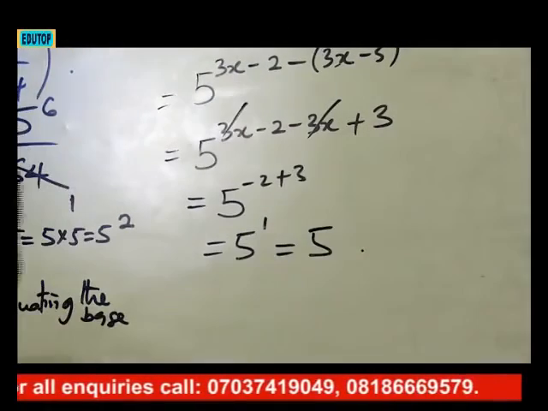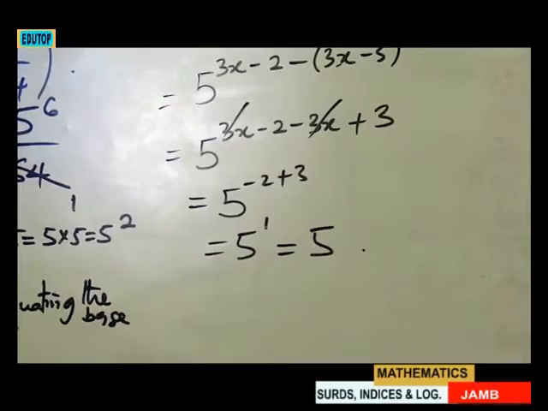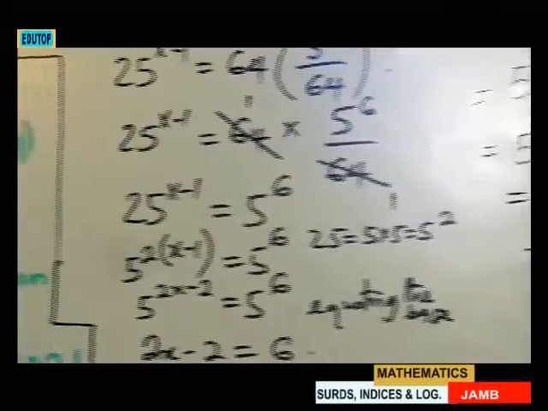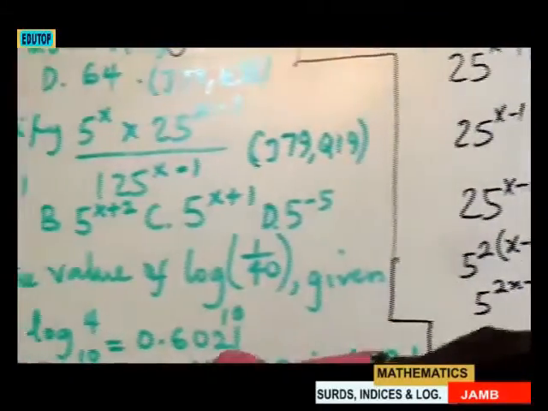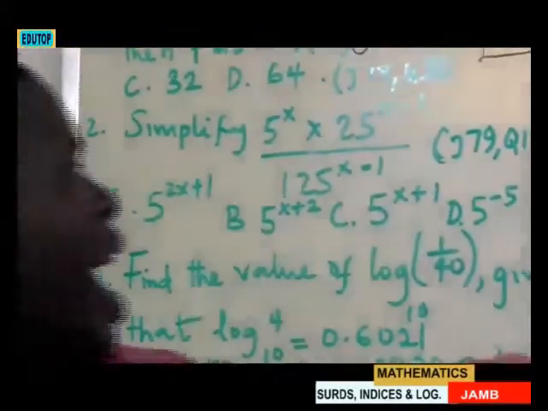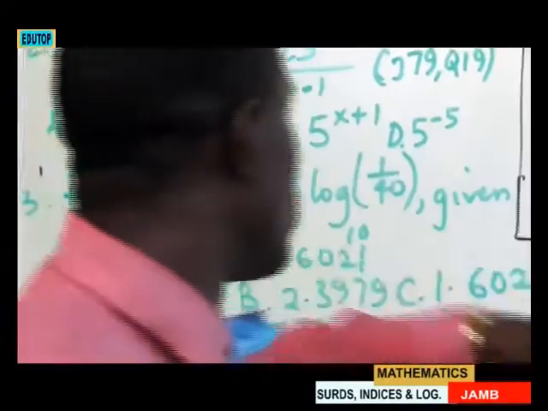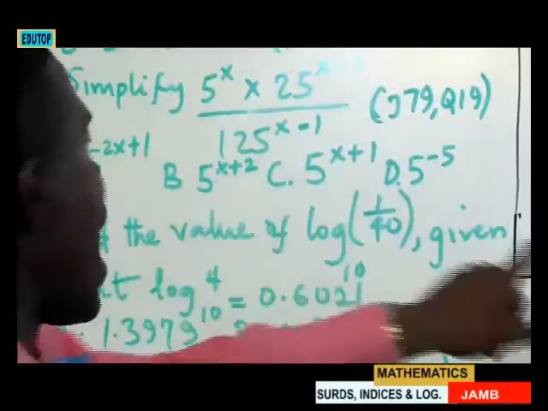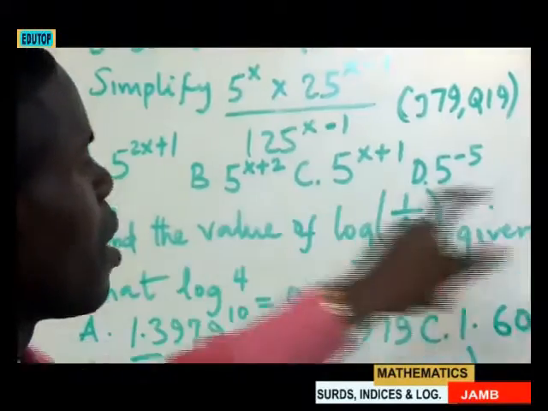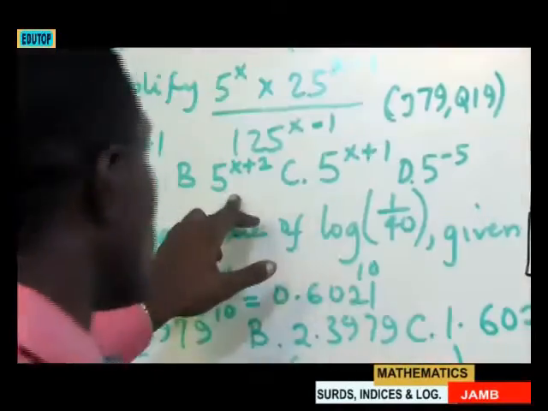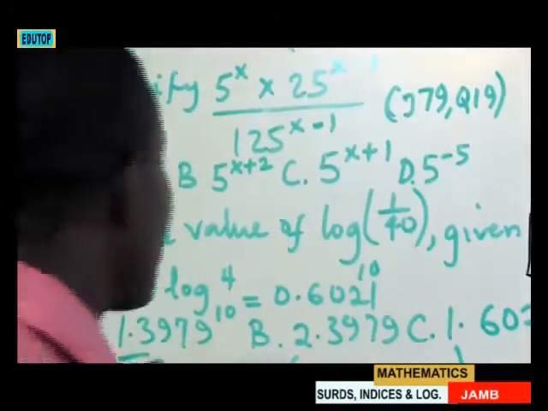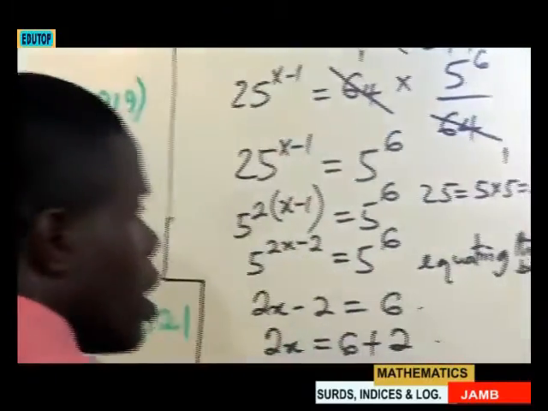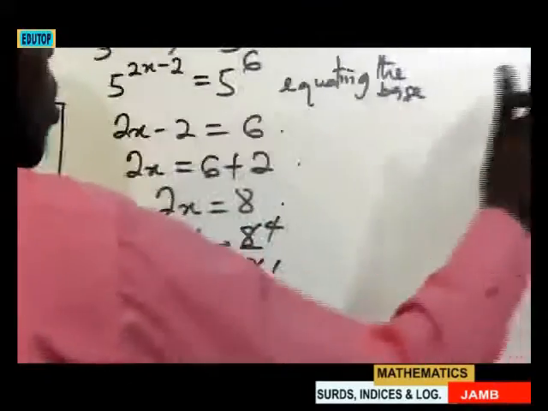So for this particular, you go to your options and check the one that will match this. And if you are looking at these options, automatically you discover that there is no one that matches the answer here. So you can beat your chest that there is no answer to this particular question in the options, unless the question is twisted. So the answer to this particular one is 5, which is not in the options.